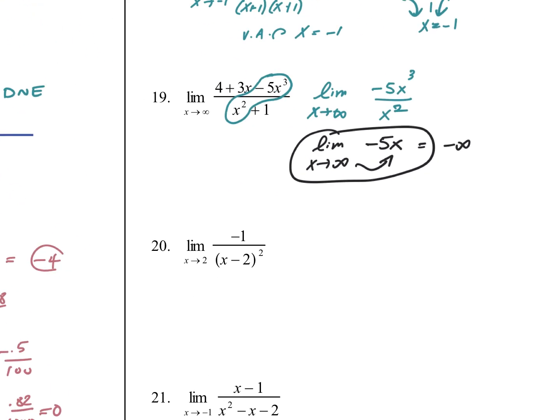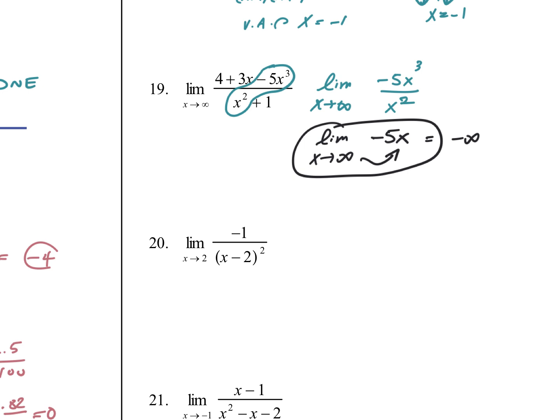All right, for number 20, again, there is a vertical asymptote at x equals 2. There's nothing we can do here. You plug in, you're going to get negative 1 over 0. So I'm going to test it around x equals 2. But again, I feel okay knowing that the top is always going to be negative. The bottom is always going to be positive.